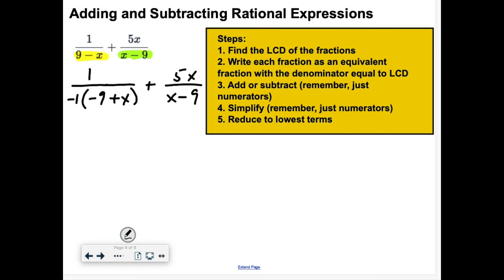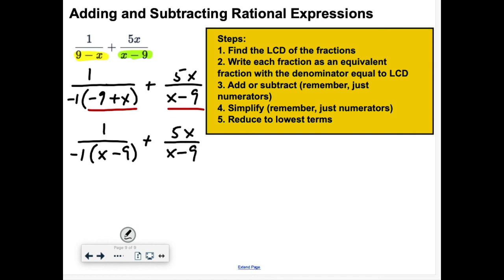Now you might still be saying, but wait a second, these are not the same thing. They're still not the same. One has a negative 9 plus x, the other has an x minus 9, but they are. I can rearrange these terms to make them look exactly like that. So I can have 1 over negative 1, I'm going to put the positive x first, the negative 9 second, plus 5 over x minus 9. And now they look exactly the same. That's a pretty important step.